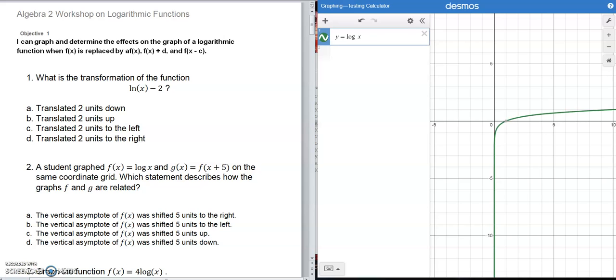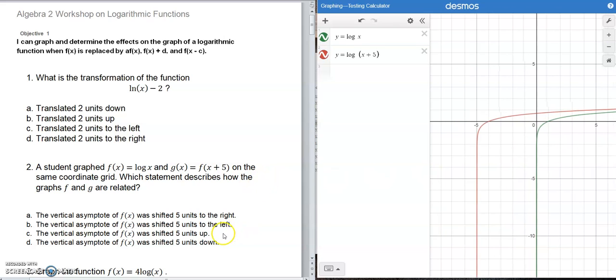Okay, so this is the parent function, y equals log of x. All right, so this is what happened to your graphs. Your graph had shifted 5 units to the left. And so looking at all these answer choices, it's talking about the vertical asymptote. Your vertical asymptote, therefore, is here already. It's at x equals -5, and it had shifted 5 units to the left. Therefore, the answer here is B.